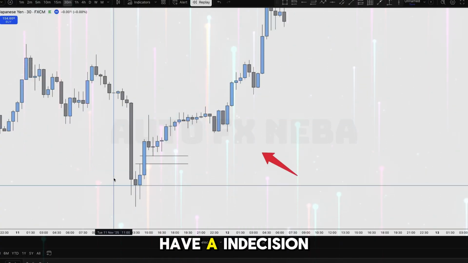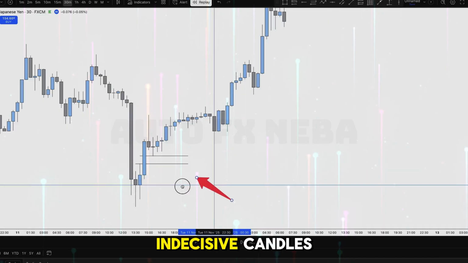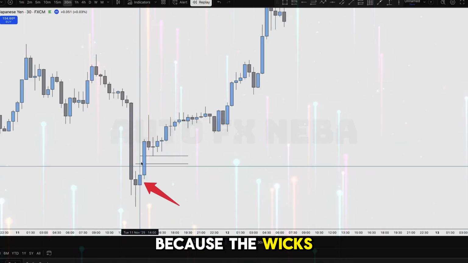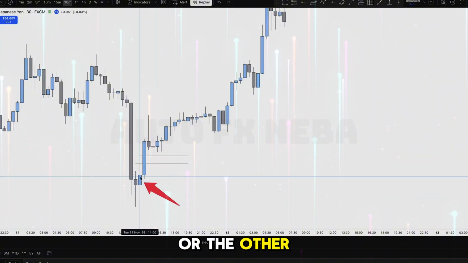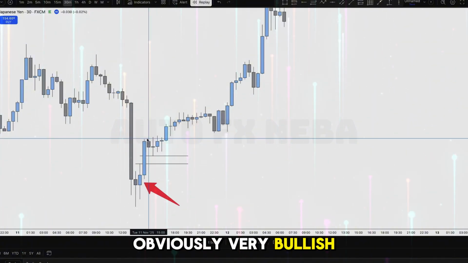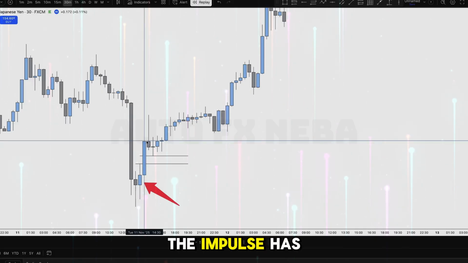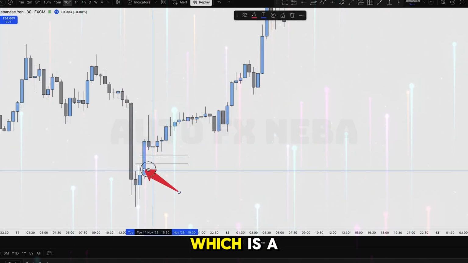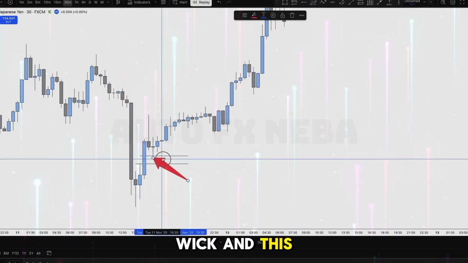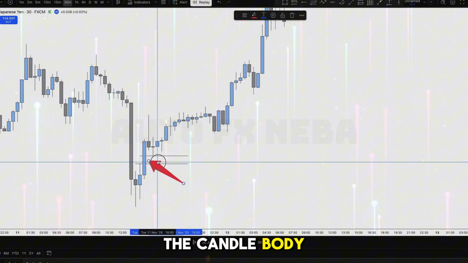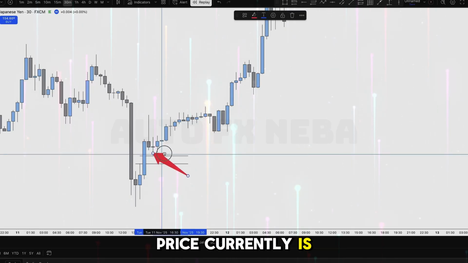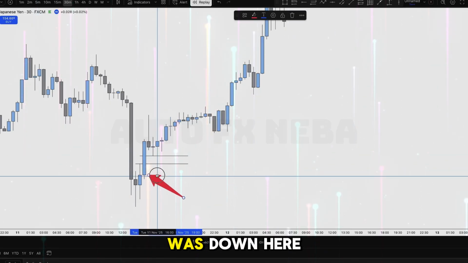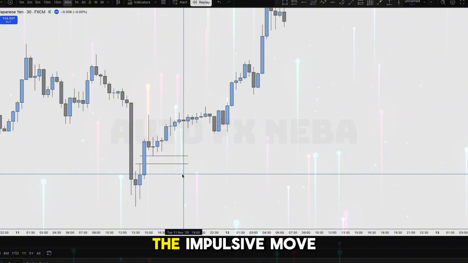So here we have our indecision. We have two indecisive candles. We know this because the wicks either side are equal, so it hasn't really made any movement one direction or the other. The next candle, obviously very bullish, and this would be impulsive. The impulse has created what we call an imbalance, which is a gap between this wick and this wick. So you see this bit of the candle body, nothing has traded through it yet. That creates an imbalance between where price currently is up here and where price was down here. So that is how we identify the impulsive move.